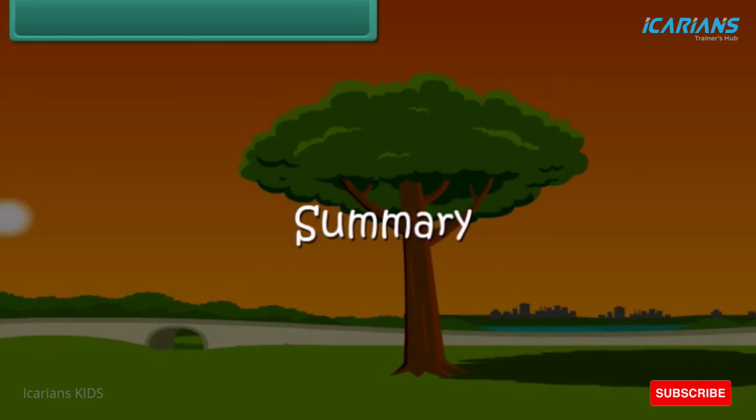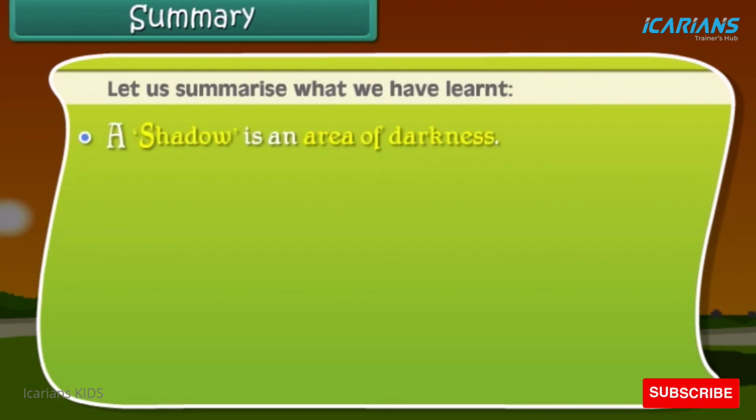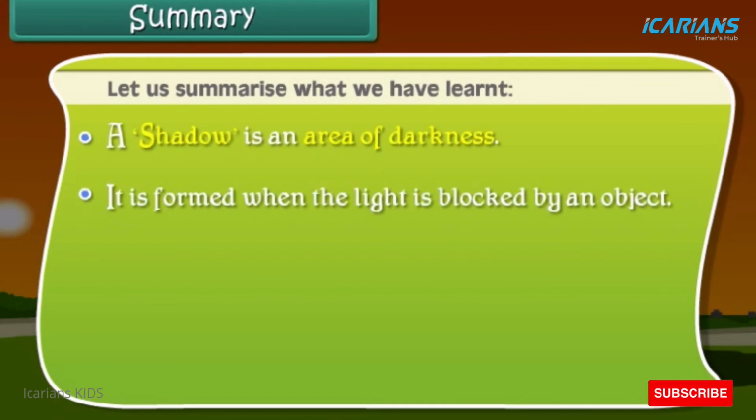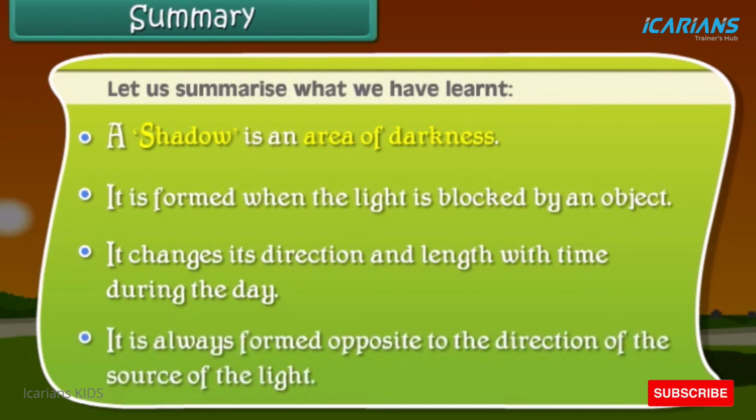Summary. Now friends, let's summarize what we have learned. A shadow is an area of darkness. It is formed when the light is blocked by an object. It changes its direction and length with time during the day. It is always formed opposite to the direction of the source of the light.